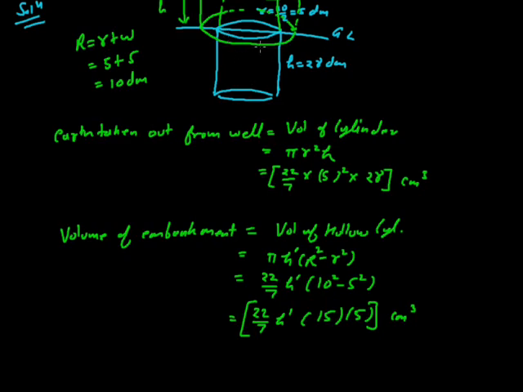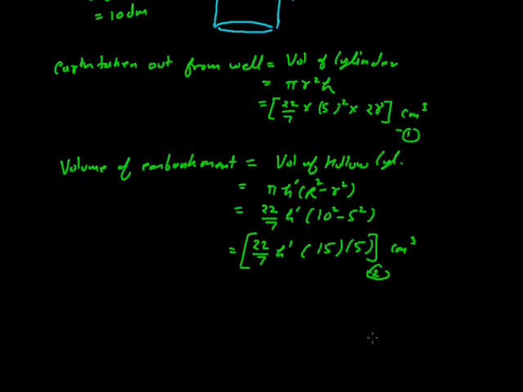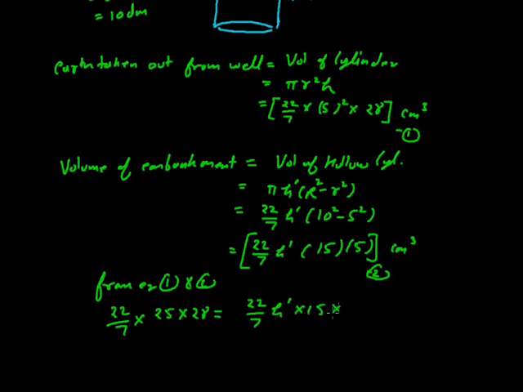So now we are equating these two equations, let's say this is equation 1, this is equation 2. By equating equation 1 and 2 we are getting 22/7 into 5 square, that is 25, into 28 is equal to 22/7 h dash into 15 into 5. Now cancel all the common terms, 22/7 with 22/7. Now 5 is cancelled with 25, 5 times. Now this 5 is cancelled with 15, that is 3 times. Now h dash is equal to 28 divided by 3, because the 7 is already cancelled. So h dash is 28 divided by 3 decimeter. So the height of the embankment is 28 by 3 decimeter.